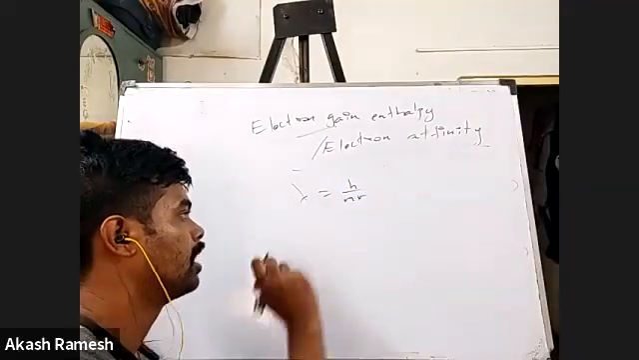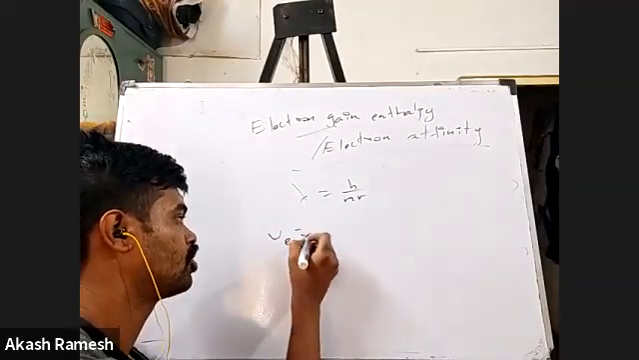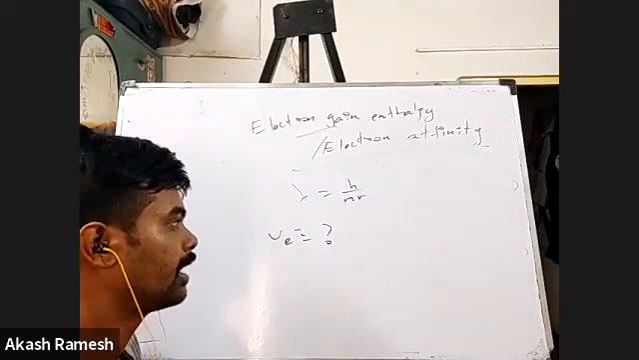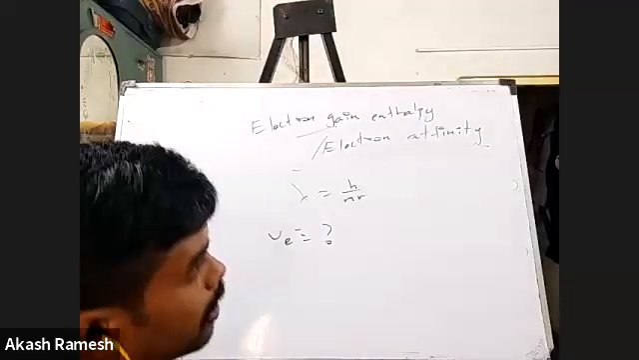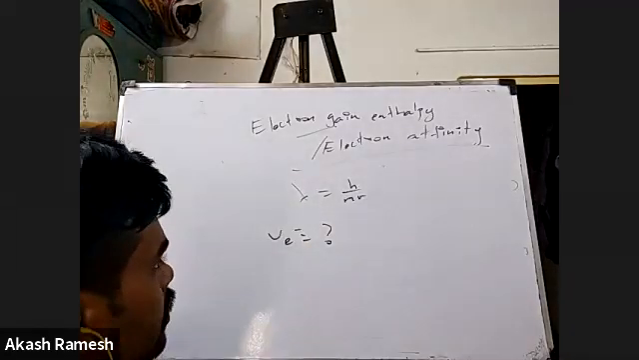Yes, sir. With what velocity must an electron travel so that its momentum is equal to that of a photon of wavelength lambda equal to h by mv? Okay, so lambda is equal to h by mv. They're asking what should be the velocity of an electron so that its momentum is equal to that of a photon with the above wavelength.